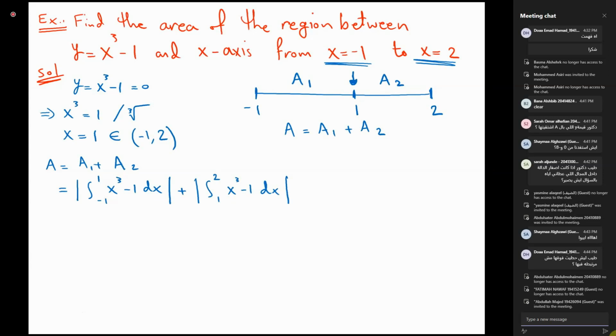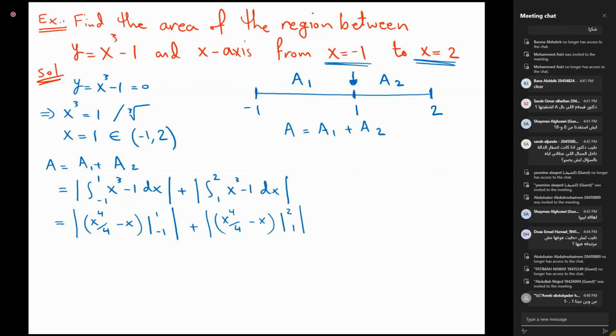Okay, now this equals x to the power 4 over 4 minus x, and substitute -1 and 1. This is separate integration. The value of the integral is the same when finding the indefinite integral, but after substituting the bounds we have different values: x to the power 4 over 4 minus x, and substitute 2 and 1.